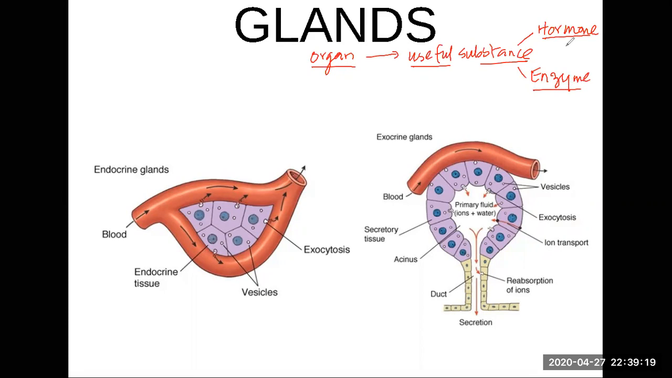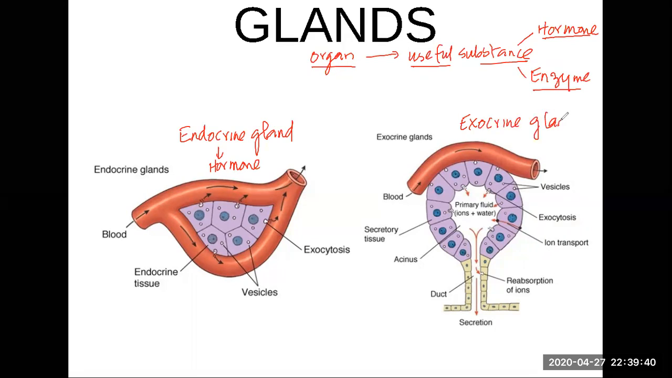If the gland is producing a hormone, you call this gland an endocrine gland. So what's an endocrine gland? It's a gland that produces hormones. If a gland is producing enzymes, we call it an exocrine gland. All digestive glands are exocrine glands.